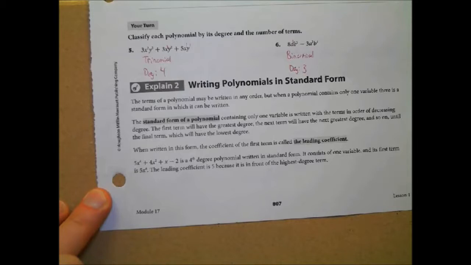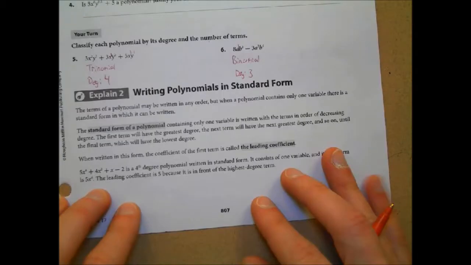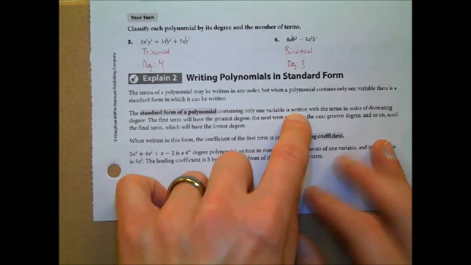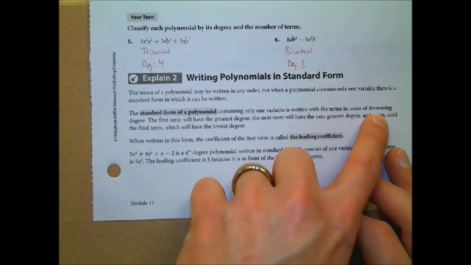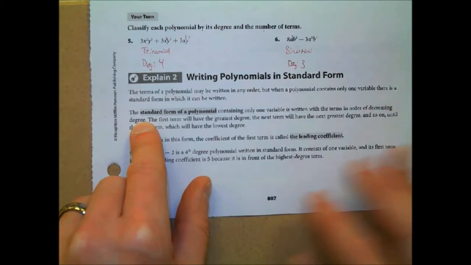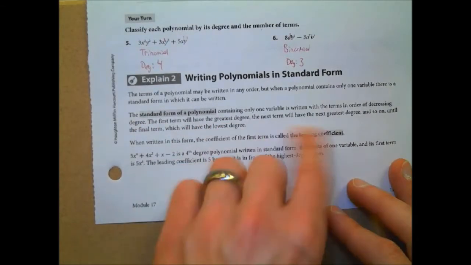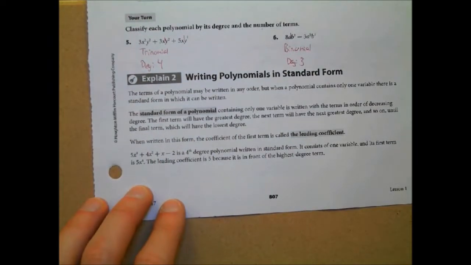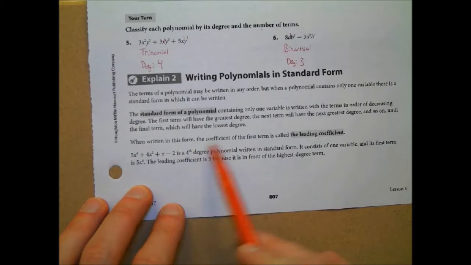So, next thing, writing polynomials in standard form, okay? Just like how we had forms for lines, like slope intercept and point slope, we have something called standard form for a polynomial. The standard form of a polynomial containing only one variable is written with the terms in order of decreasing degree. The first term will have the greatest degree, the next term will have the next greatest degree, and so on until the final term, which will have the lowest degree. When written in this form, the coefficient of the first term is called, makes sense, the leading coefficient.